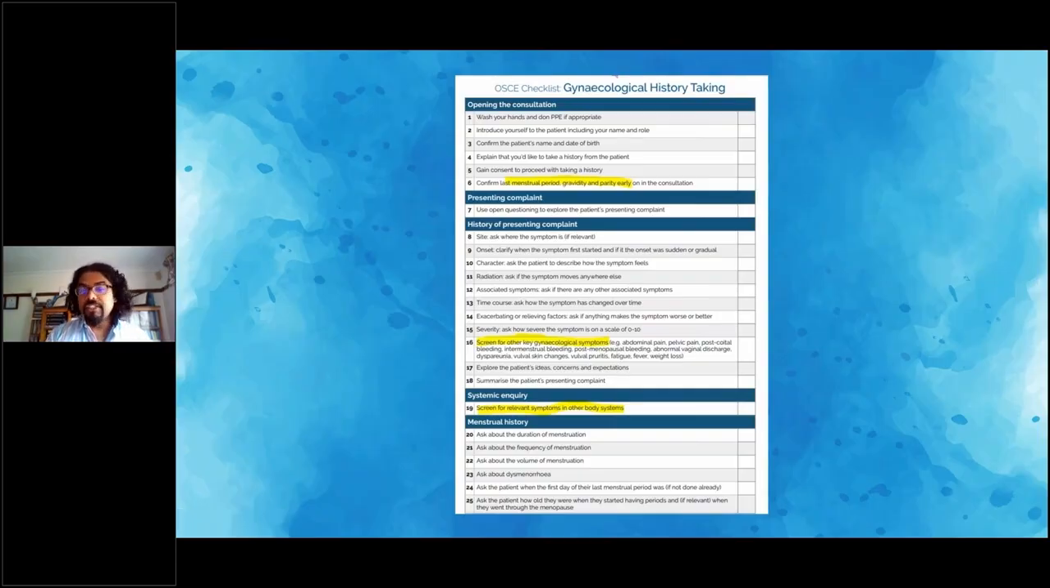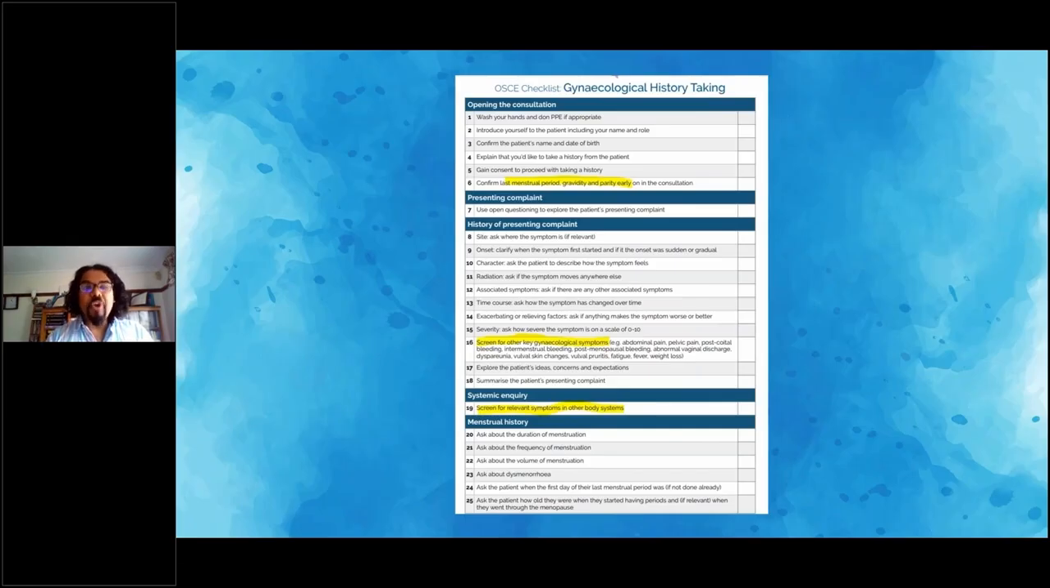Any skin changes around the vulva, any itching, fatigue, fever, and weight loss. So don't forget those systemic questions that we want to ask about, particularly those last few ones that might be associated more with malignancy. While we're talking about malignancy, I'm going to ask a quick question.